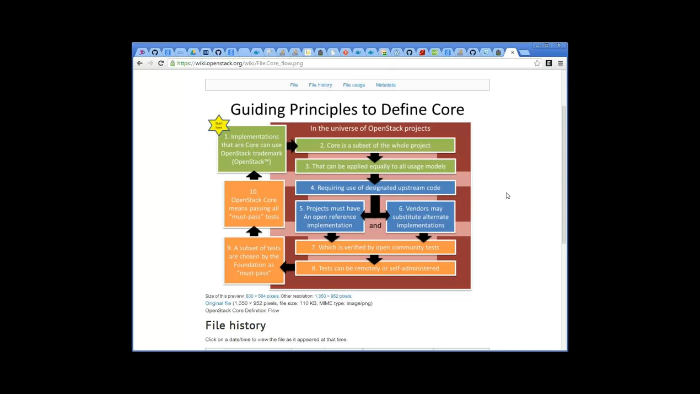And we also expect that vendors or anybody else could substitute in those non-designated sections alternate implementations that would accomplish the same result as long as, and now we get into the next block, as long as they pass the tests that the reference implementations pass. And so the idea is that we have a community body of tests. Those tests can be remotely or self-administered.